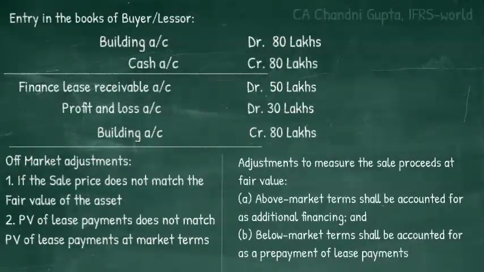Because out of 50 lakh rupees of present value, 10 lakh pertains to additional financing and the remaining 40 lakh represents the actual lease part. In the same manner, the annual lease payments would also be divided in the ratio of 1:4. And in case there's a situation where the selling price is less than the fair value, suppose the selling price was 75 lakh rupees instead of 80 lakh rupees, then the difference of 5 lakh rupees would be recorded as a prepayment of lease.